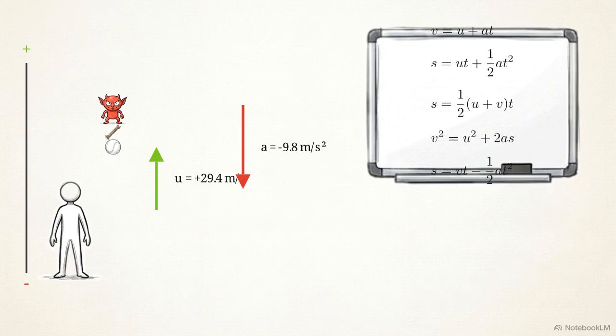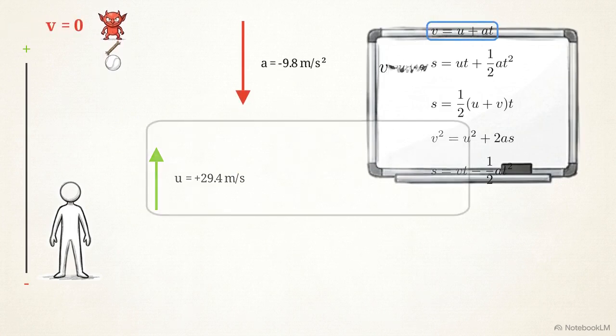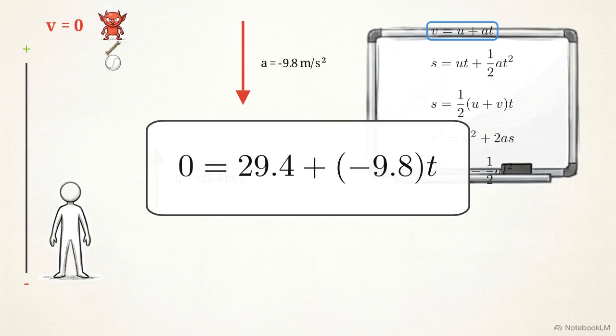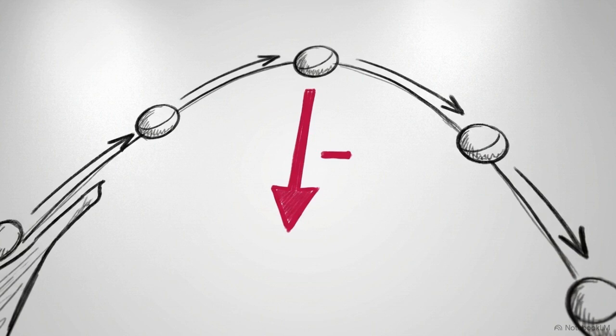Pause the video. Which equation finds the time to reach the peak? At the exact top, the ball stops, making final velocity 0. Using v equals u plus at, substitute 0 for final velocity and negative g for acceleration to solve for time. If you mix up your positive and negative signs, the ball will mathematically accelerate into space instead of falling back down. Trusting those directional signs keeps the physics tethered to reality.